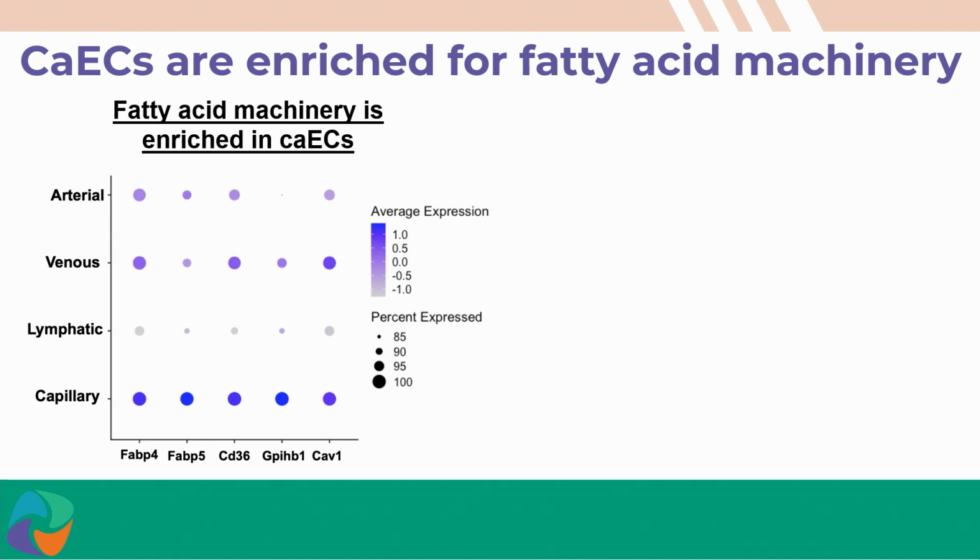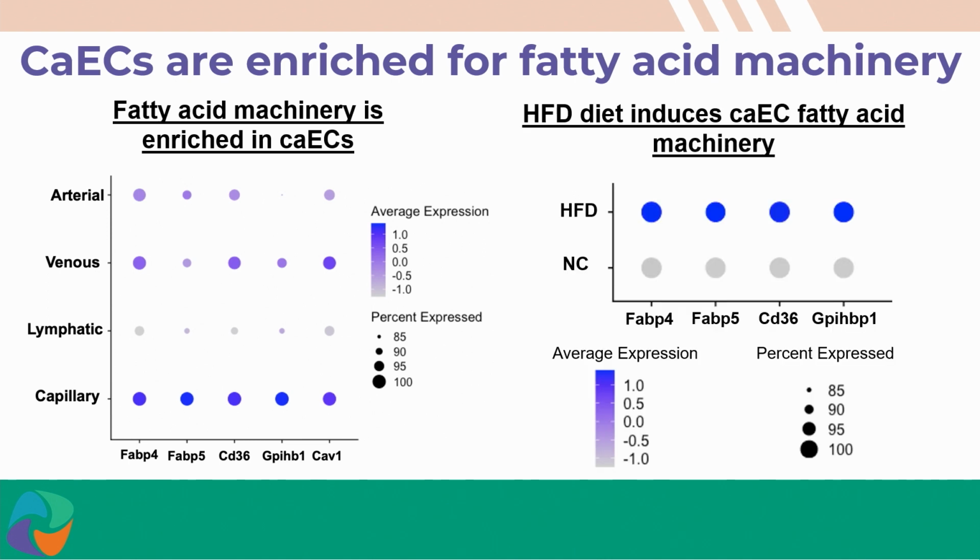So fatty acid binding protein 4 and 5. Interestingly enough, FABP4 was originally thought to be an adipocyte-specific gene. It was actually the first Cre used. But here we can see it's not being expressed in adipocytes, it's actually being expressed in these capillaries from fat tissue. CD36 and glycoprotein 1 and CAV1 are also enriched in this cluster. These help facilitate lipid uptake into endothelial cells. And these genes are specifically upregulated in high-fat diet as opposed to normal chow.